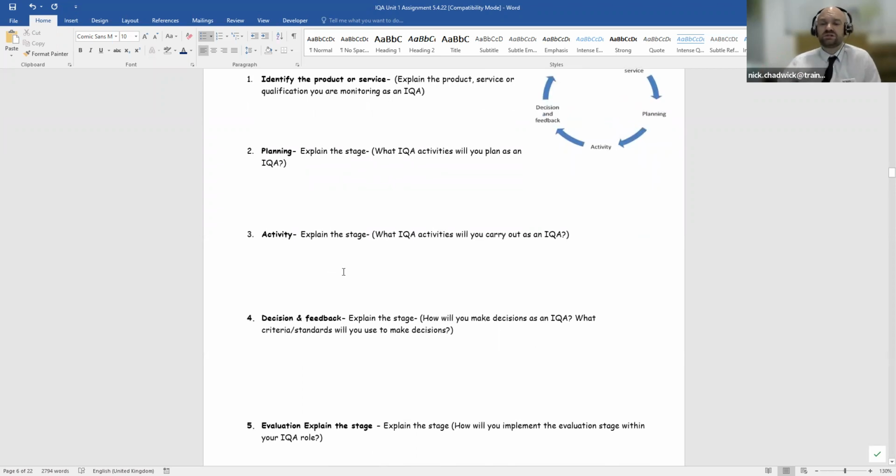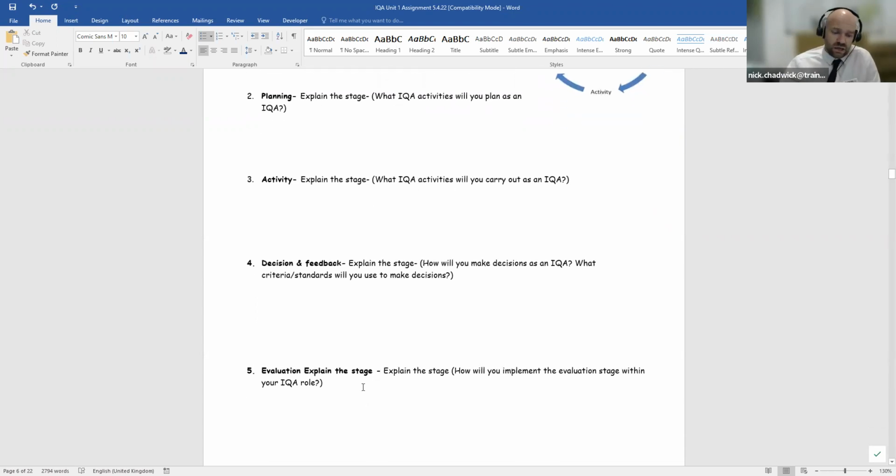Activity. This is you, the IQA, carrying out IQA activities such as sampling learners' work, talking to learners who are on a course. It could be observing trainers or assessors within their teaching or assessing role. So you're actually visually seeing how they perform within their teaching or assessing role.